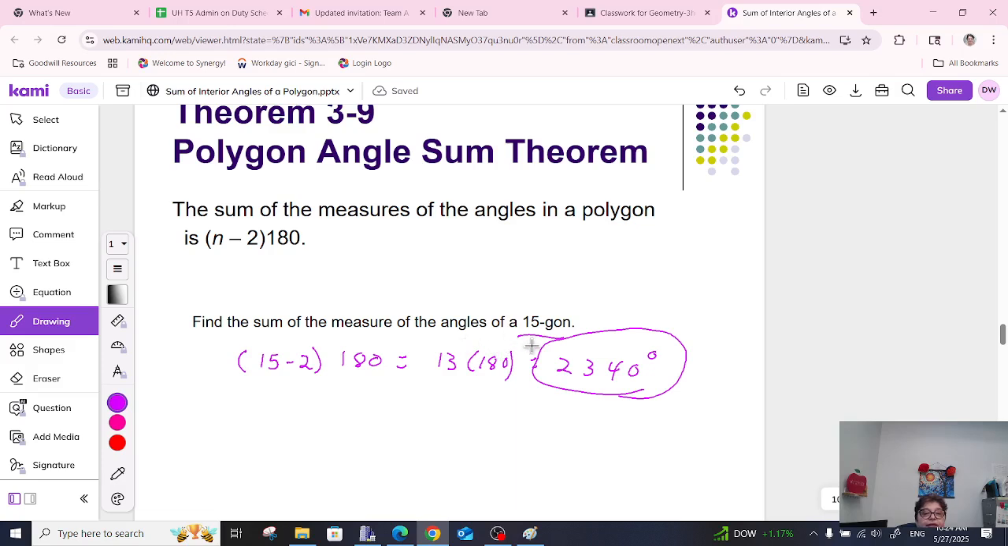So when you get the number of sides, you substitute it in. You subtract 2. Press equal if you're not using a parentheses. Then multiply by 180.